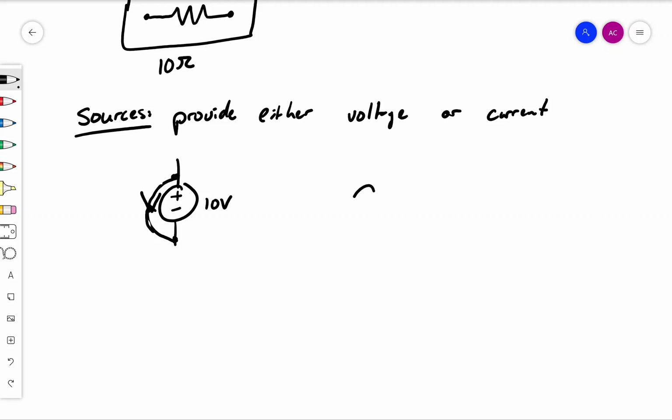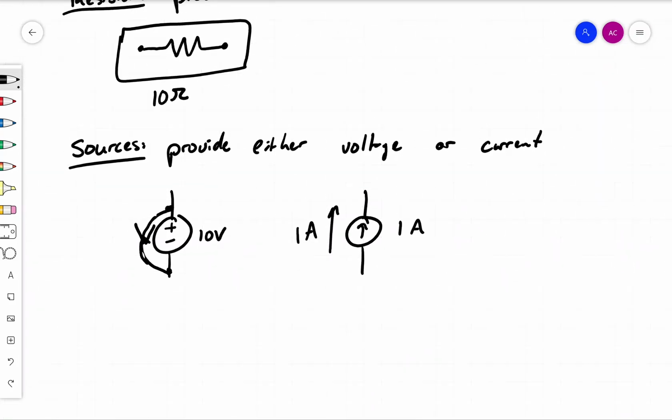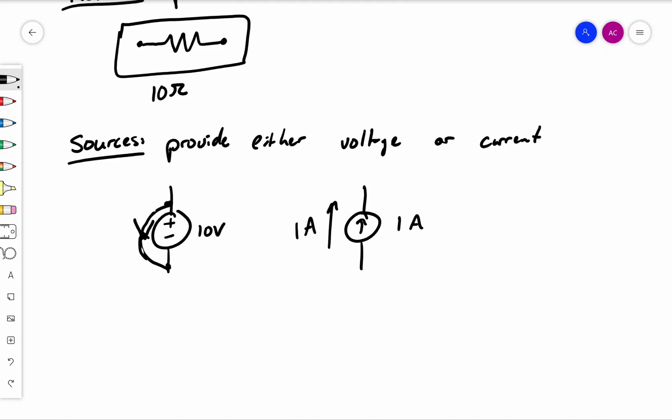Okay. So similarly, we have a current source. And for a current source, we just have a circle with an arrow in it. The arrow represents the direction of the current, and we have the value of the current. So we could say 1 amp is flowing upward. So that means that it's going to be 1 amp in this direction. Okay, and it's going to provide that current to the circuit. Okay, so voltage sources, current sources, and resistors. That's what we're going to be looking at right now.